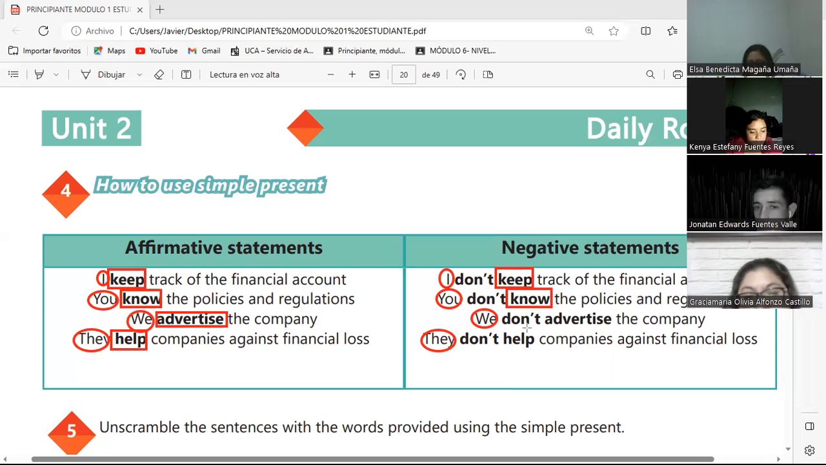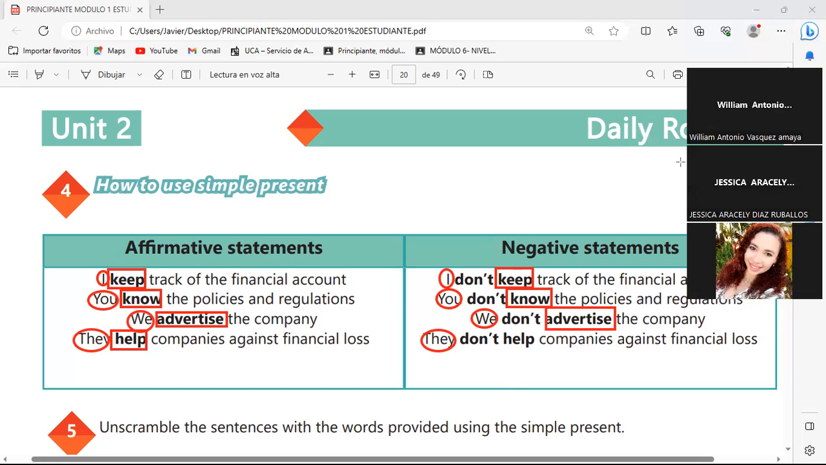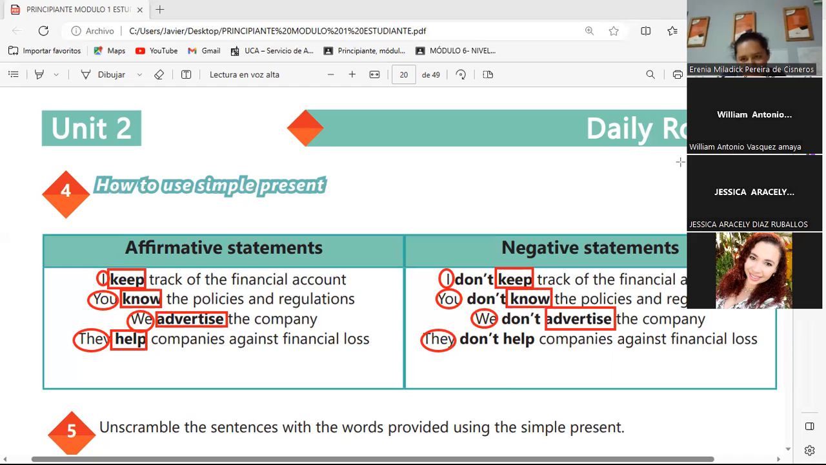Yes. Jonathan, we don't advertise the company. What is the verb? What is the action? Jonathan? It is advertise. Advertise. My goodness, Mr. Fuentes. Excelentoso. Nice. Right? And finally, William, please. They don't help companies. William, what is the verb? Help. Very good. Se le oye un poquito suave, William, pero le alcanzamos a escuchar. Help. Right? Thank you very much.